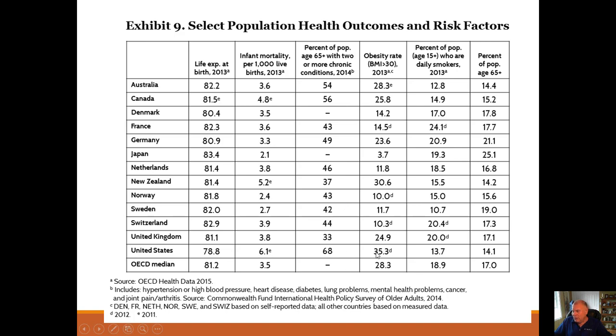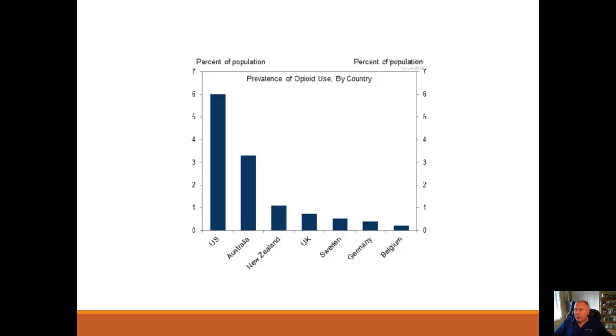Obesity rate, 35.3% of the population is obese. Look at these. We don't have that. The only one that we're good at is we don't have daily smokers. Percentage of population over 65. Again, we're below average. We could keep going with these, but the bottom line is we spend more for healthcare with less outcomes. That is a policy. How that's addressed from a policy perspective will impact many things in the future.